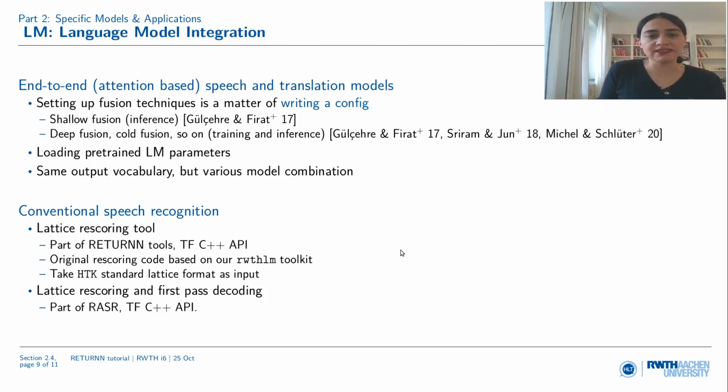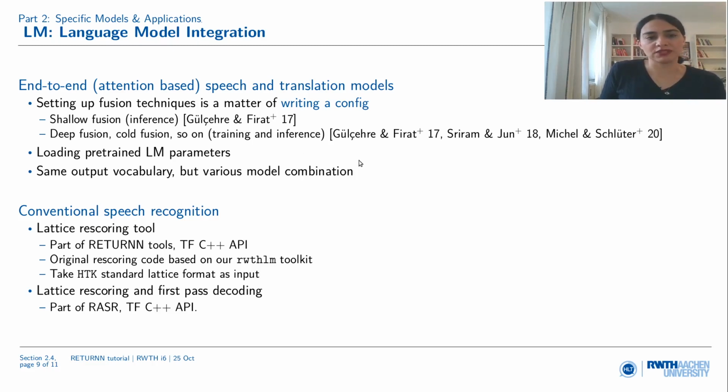So, given a trained language model, we want to integrate it in different tasks like speech recognition and translation. One setup is the fusion, which can be written down via config. The first one is the shallow fusion, which is done only during search, while the other fusion techniques like deep fusion or cold fusion, as well as combining acoustic and language model scores on the probability level, can be used in both training and decoding.